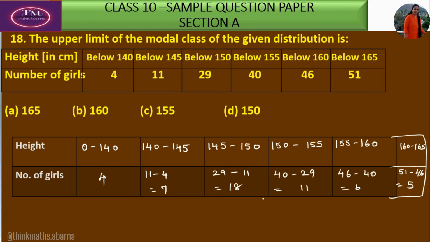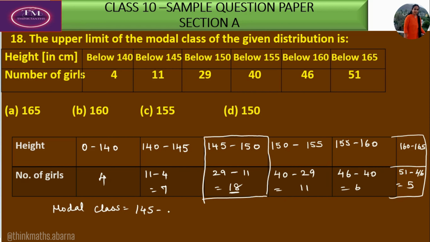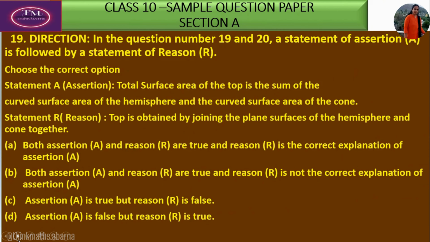Now which class has the highest frequency? 145 to 150 has the highest frequency. So the modal class is 145 to 150. In this, one is the lower limit and the other is the upper limit. What we need is the upper limit of the modal class, which is 150. So the answer is option D, 150. Okay, children, you understand? So moving on to the 19th question.